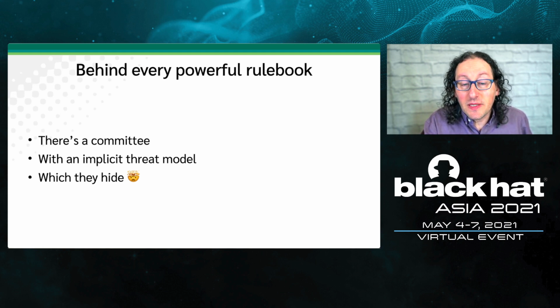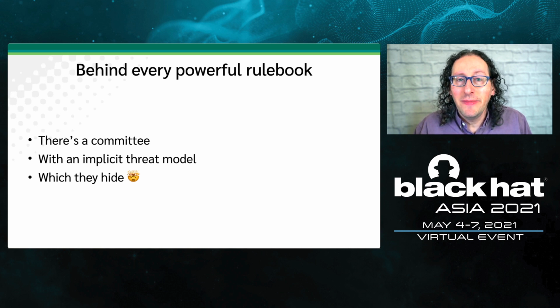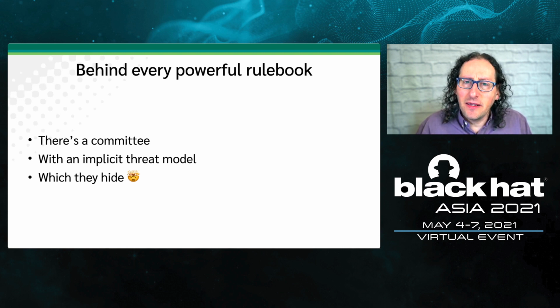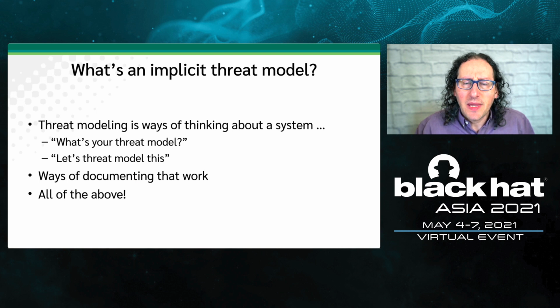So, behind every powerful rule book, there's a committee that has written it, and that committee has a set of things that they're worried about. And that is a threat model of sorts. And they hide that threat model, and that frustrates me. And whether or not you know it, that probably frustrates you as well. So I'm talking about implicit threat models.